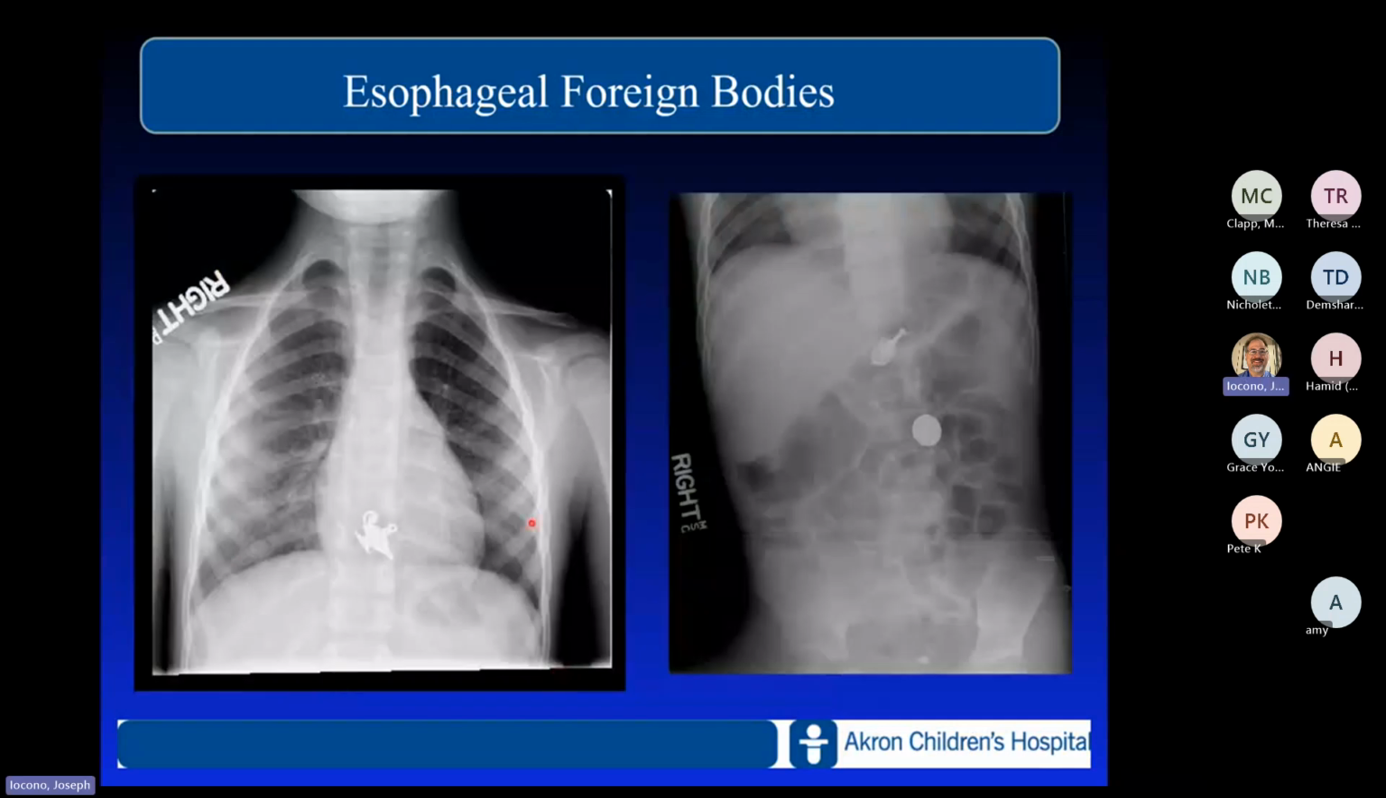Just different pictures of different foreign bodies. I took out an airway foreign body last month that was an earring shaped like a lightning bolt. That was fun.